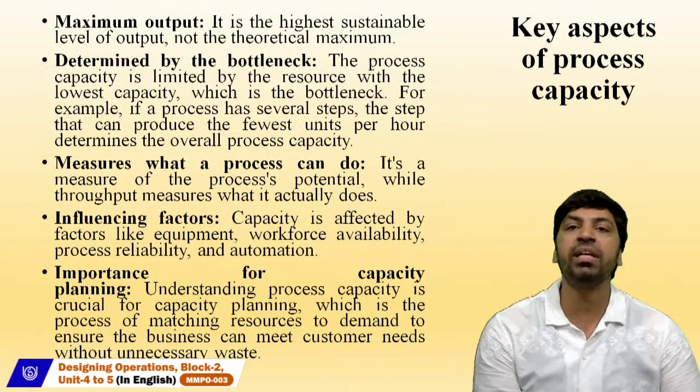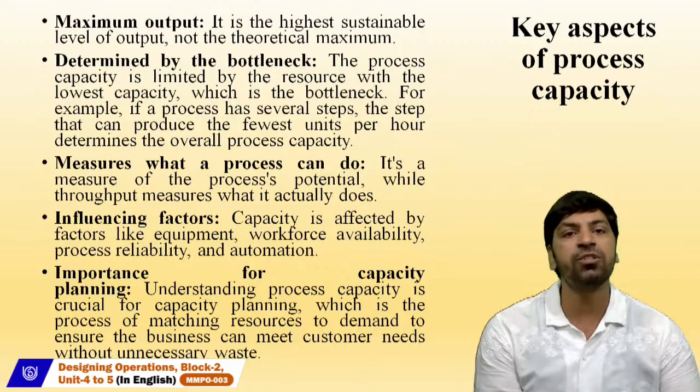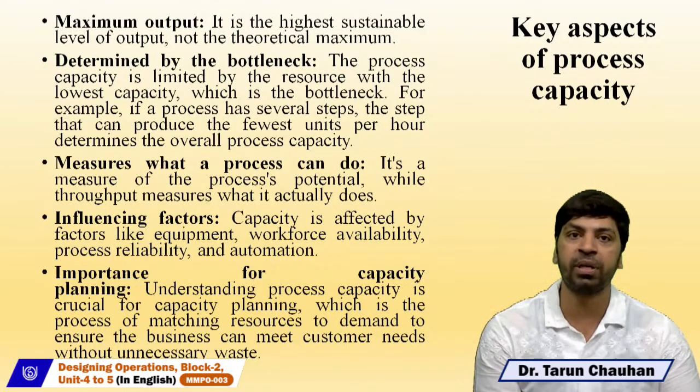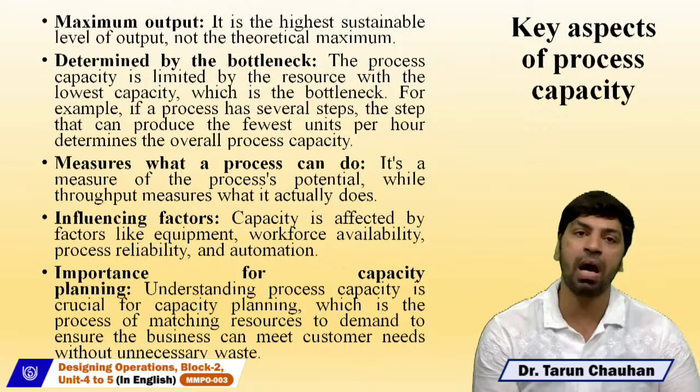Let's begin with the next section, that is the key aspects of process capacity. The first one is the maximum output. It is the highest sustainable level of output, but not the theoretical maximum output.